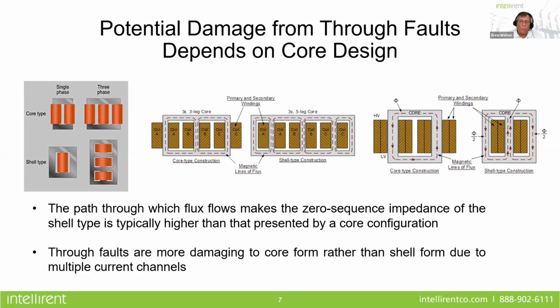The path through which flux flows, and that's what we're talking about, makes the zero sequence impedance of a shell type transformer typically higher than that presented by a core form. So we know that through faults are more damaging to core form rather than shell form due to the multiple current paths that they have. Now, that does not mean that you could not have damage on a shell form. It's just less likely.